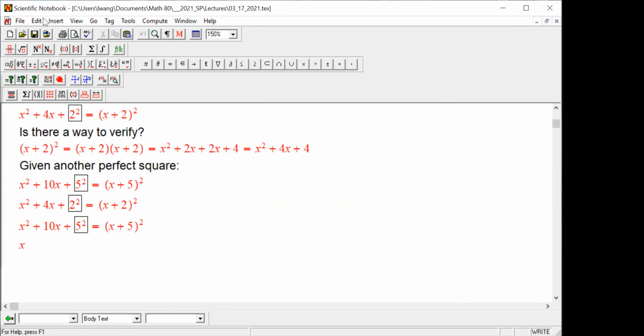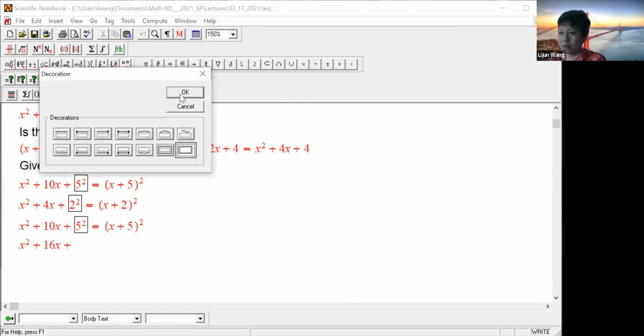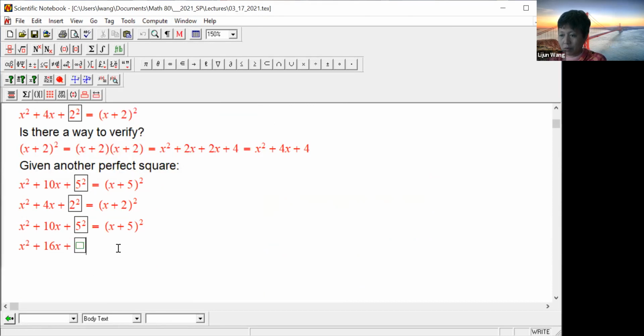Okay, good. Okay, so now I have x squared plus 16x. What should be in the blank to make a perfect square? And what is that perfect square? How do you make it?